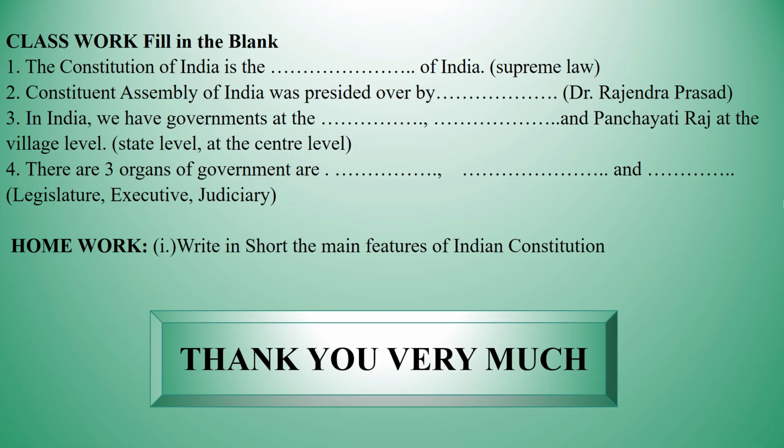Second one is, the Constituent Assembly of India was presided over by dash. The answer is Dr. Rajendra Prasad. The third one is, in India we have governments at the dash and dash, and Panchayati Raj at the village level. The answer is state level and the central level. The fourth one is, there are 3 organs of government dash, dash and dash. The answer of which is legislature, executive and judiciary.